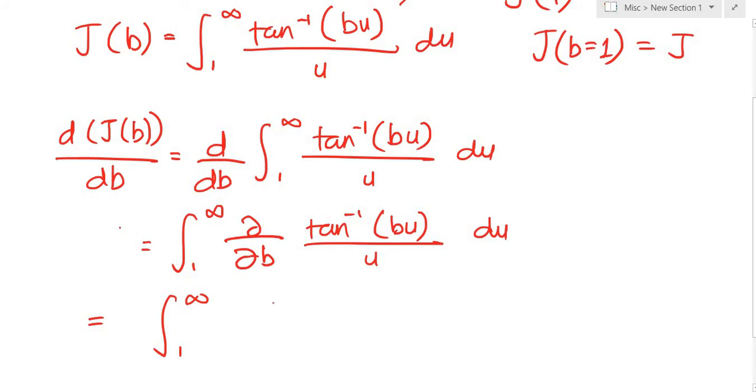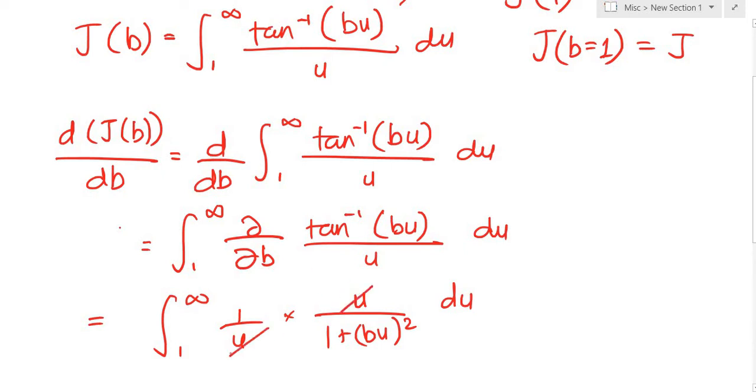So we have the integral from 1 to infinity of 1 over u taken aside. Now we have to use the chain rule here. So we have to basically differentiate the external function. The derivative of the inverse tangent is basically 1 over 1 plus the argument squared. The argument is b times u, the whole thing squared, and the derivative of bu, the derivative of the inside part, according to the chain rule. So you can take u outside, and the derivative of b with respect to b is 1. So you just have a u outside because it was treated as a constant when we were differentiating with respect to b.